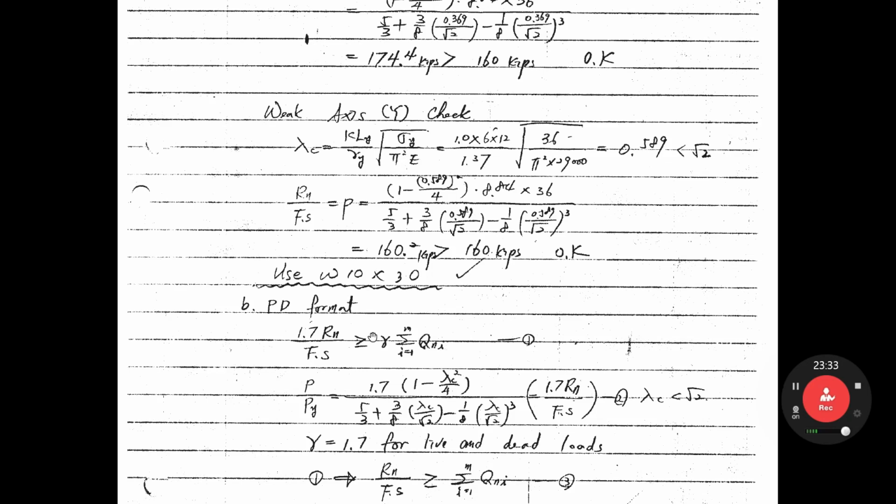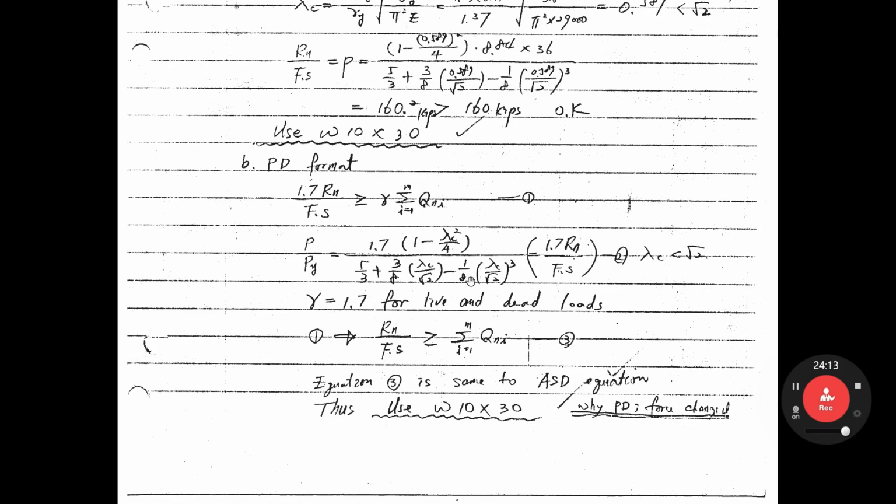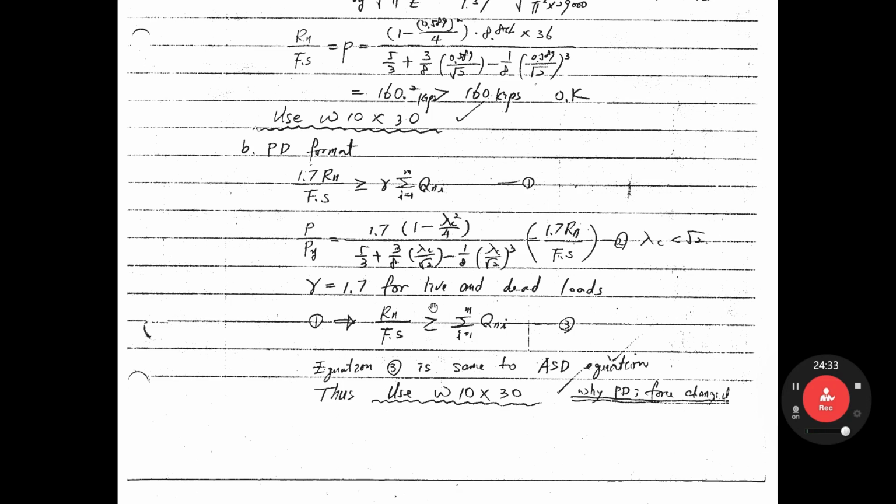In the PD format, on the left hand side we multiply by 1.7. Do you remember? The PD curve is made by the ASD curve times 1.7. And on the right hand side we have to use the load factor here. So from this one it is just the ASD curve, right, times 1.7. Then the PD column curve, if less than square root 2, the load combination of live and dead load factor is 1.7 in PD plus design.